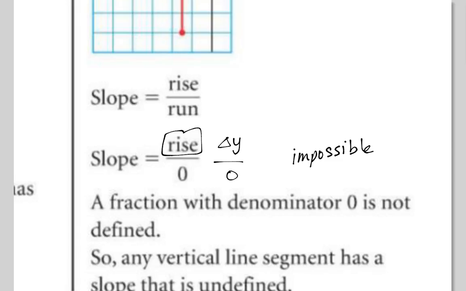Have you guys ever asked Siri to divide by 0? Yeah, go for it. Everyone else can be quiet, we can listen to it. Say, what's 0 divided by 0?